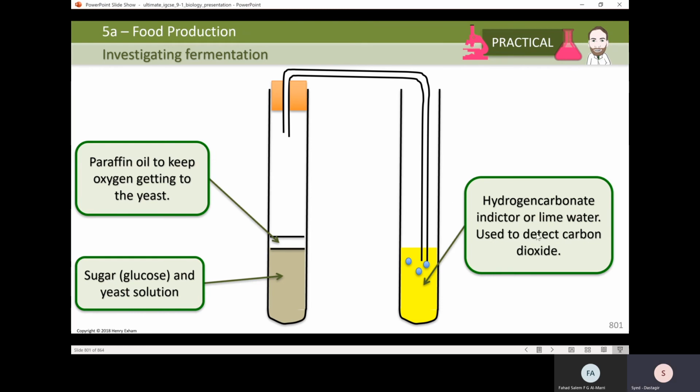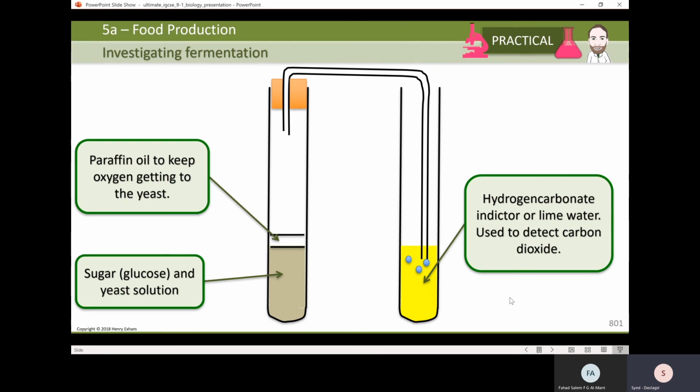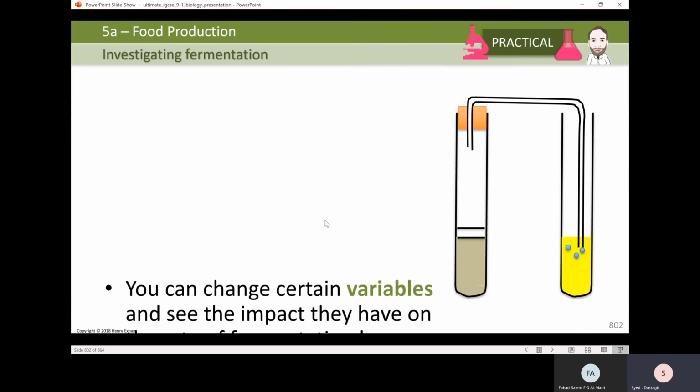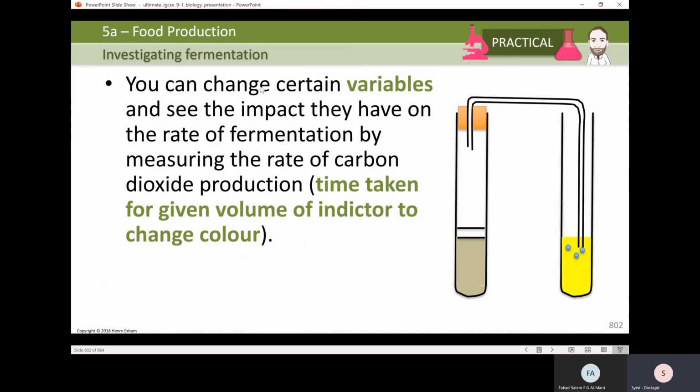And then hydrogencarbonate indicator or lime water can be used to detect the amount of carbon dioxide being produced. We should know this from our respiration topic, hydrogencarbonate indicator, and how it shows, depending on the color change, the levels of CO2. So now we can change different variables, or different factors, to see the rate.